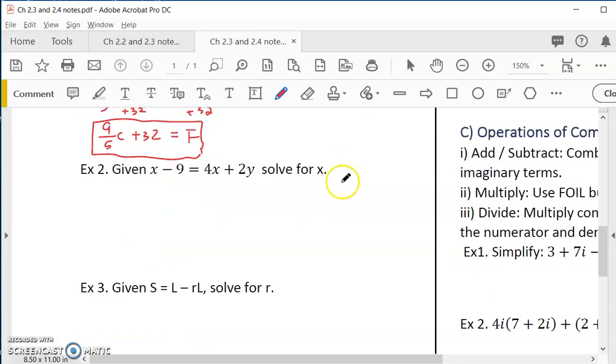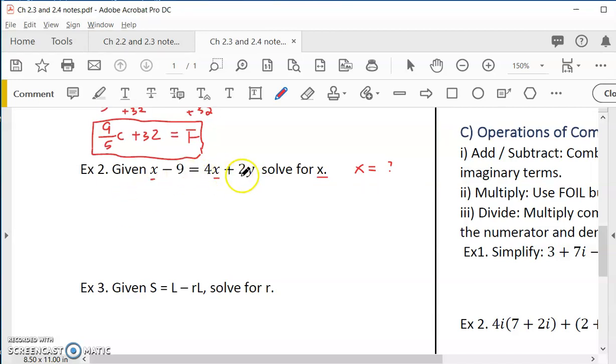The second example is the formula x minus 9 equal to 4x plus 2y, and we want to solve for x. So that means I want x equal to something. Okay, so you would say, well, Miss Chen, it's very easy. You plus 9 and that's done. No, that's not correct. Why? Because x is here as well as here. If you want to solve for x, you cannot have x on the other side. x has to not show up.